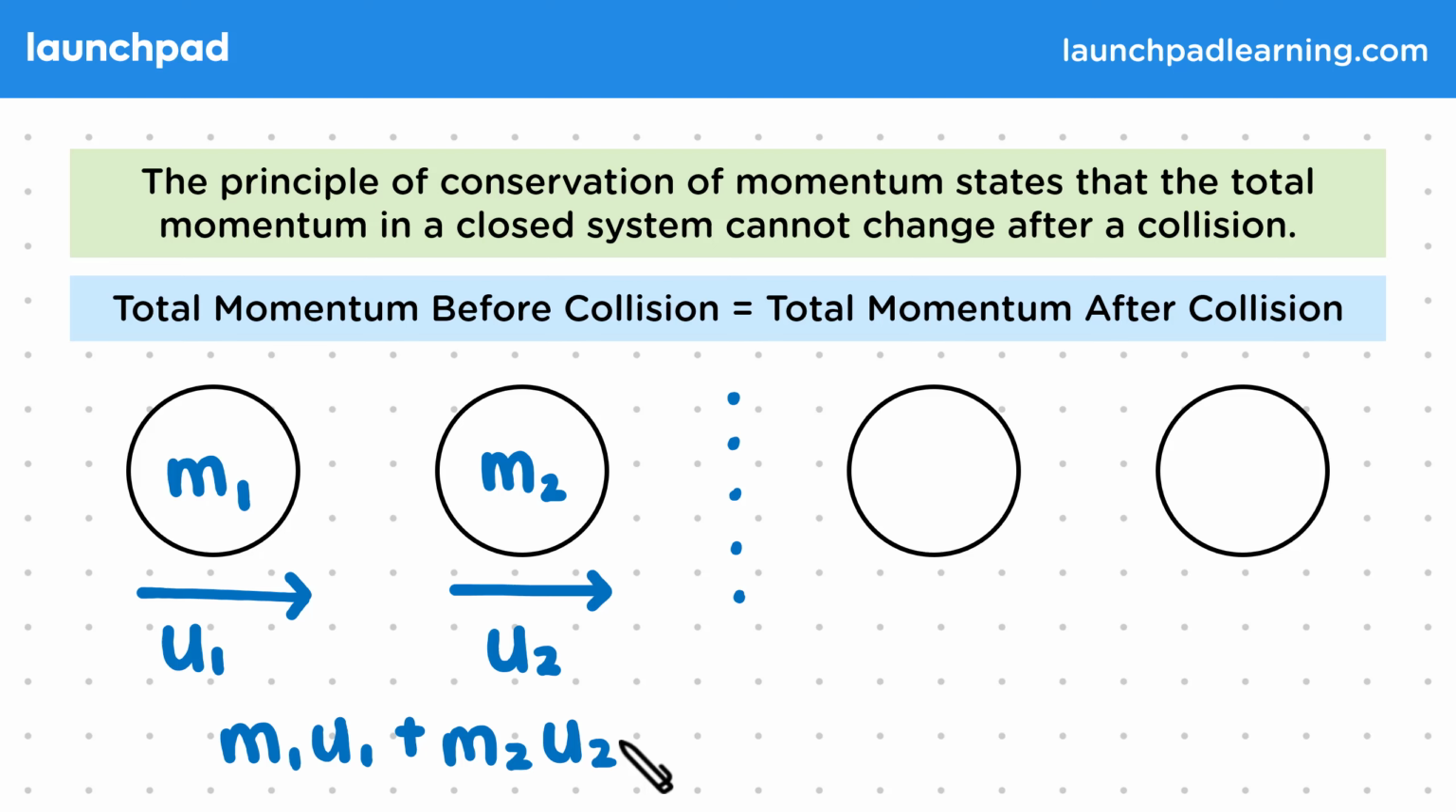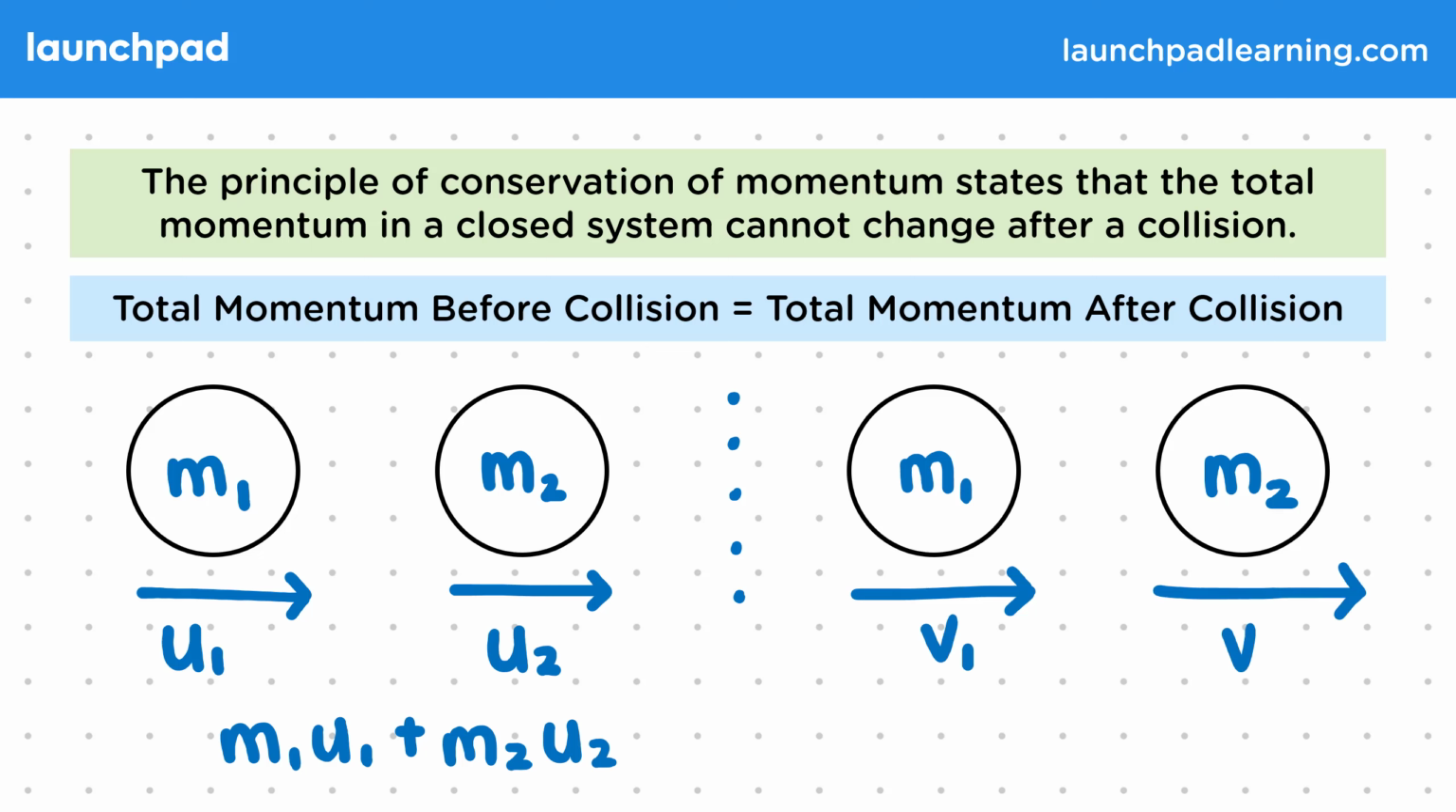Now for the momentum after the collision. The two balls will still have the same mass, m1 and m2, but their velocities will have changed because of the collision. So we'll write them now as v1 and v2, where the letter v is used to represent final velocities. So we have a total momentum of m1v1 plus m2v2. Again, we need to check the directions of the momenta carefully and determine if they're positive or negative.